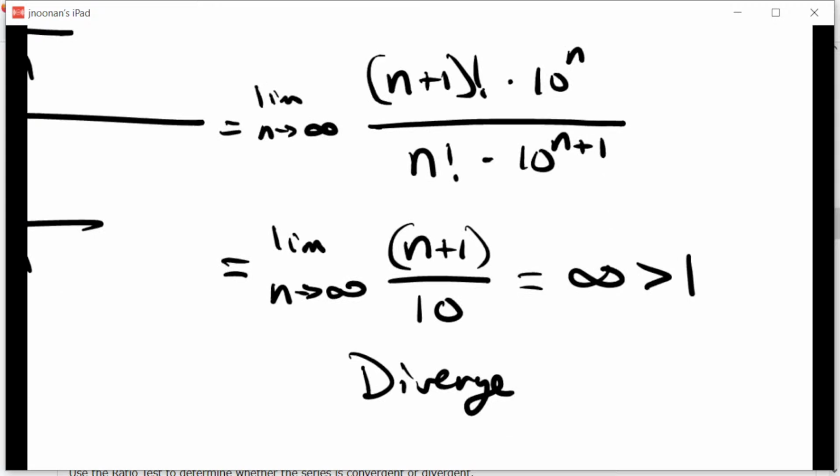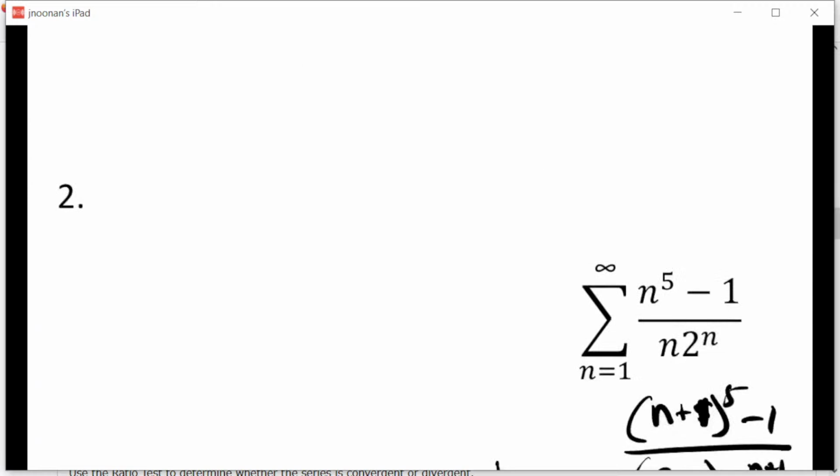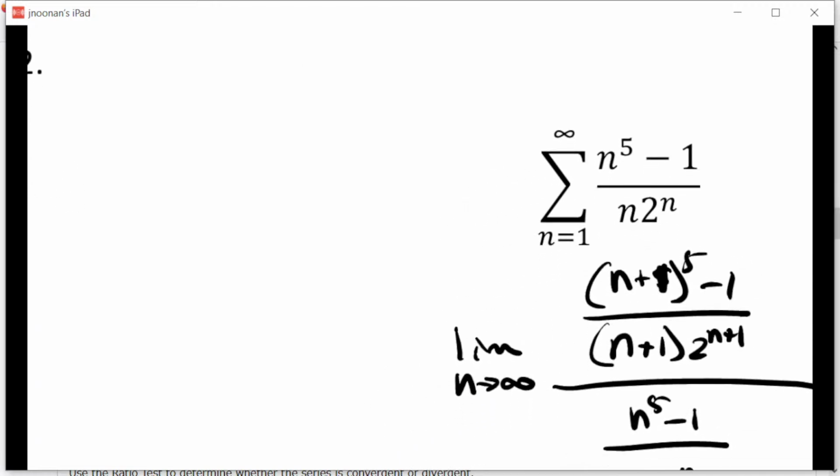Okay, first one's down. So I think most of you had diverge, converge. Some of you had converge, diverge. I don't know why. I'll be looking at it. Okay, so the second one, as you might guess, that one converges.